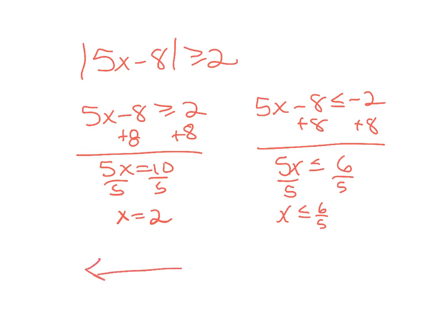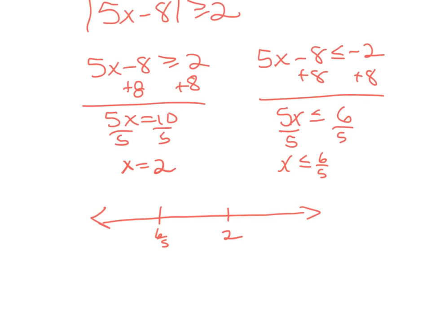Let me go ahead and graph this. I'm going to put it in order from least to greatest. 6/5 is 1 1/5, so I'll put that to the left. Now I'll graph each one. Let me change my symbol back here, this should be greater than or equal to. So this would be a closed circle on the 6/5, going this way. And then when I graph x is greater than or equal to 2, closed circle, going in this direction.